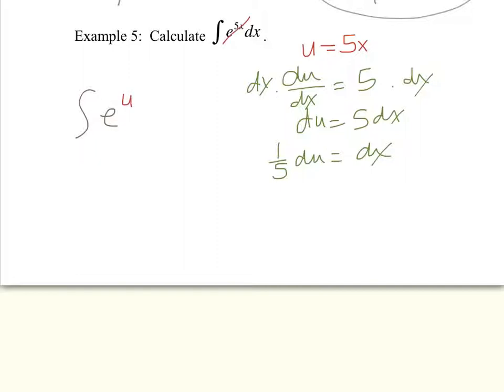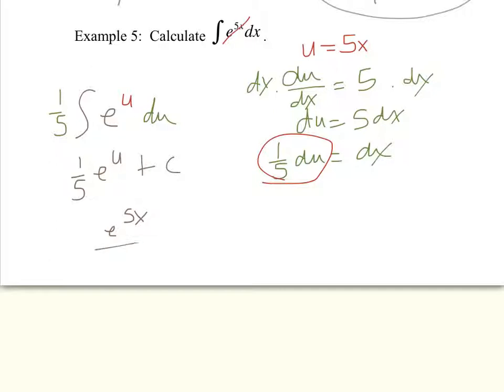So that's been replaced. But now I need to replace the dx. Well, in order to replace the dx, I have to go ahead and use 1/5 du. All right, we're ready to take the antiderivative. The antiderivative would be 1/5 e to the u plus c, or e to the 5x over 5 plus c.